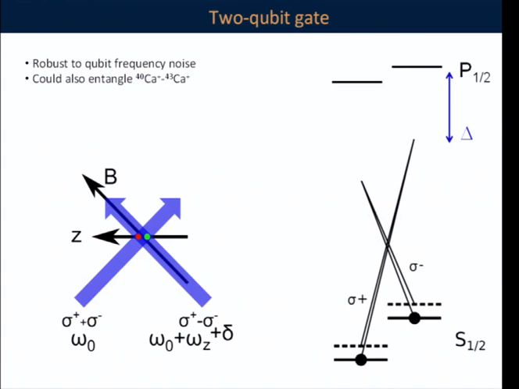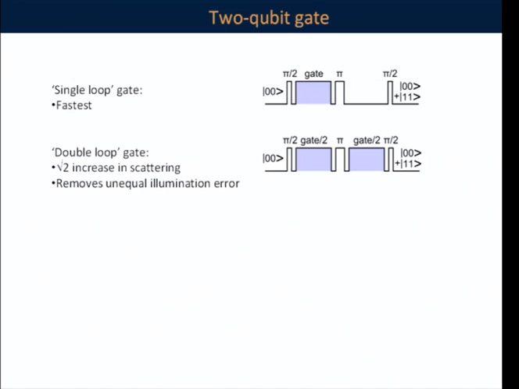I guess one point is that because we have two different isotopes of calcium, calcium-40 and calcium-43, both of them will feel this force. In principle, we could use this as an entangling gate to entangle a mixed pair of two different ions. But at the moment, we've just been concentrating on working with calcium-43. We've also used calcium-40 because of the simpler level structure for various diagnostic stuff.